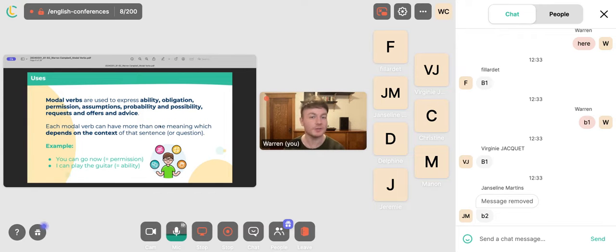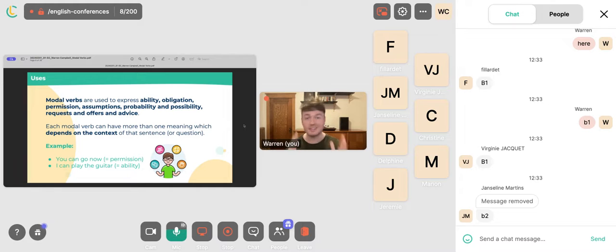As I mentioned before, they are used for many things: ability, obligation, permission, assumptions, probability, possibility, requests, and offers and advice. As I mentioned at the beginning as well, each modal verb can have more than one meaning, which depends on the context of that sentence or question.